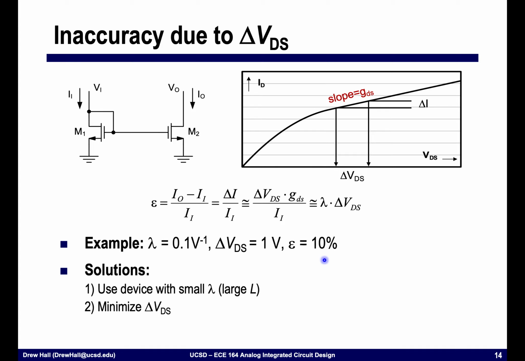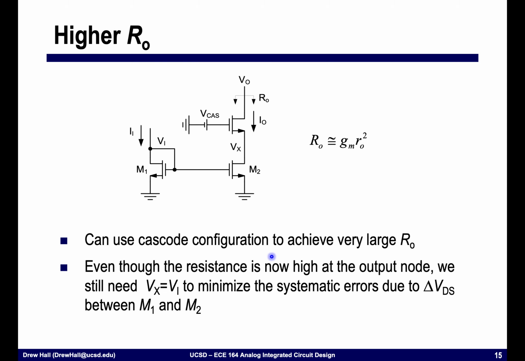The downside about doing this, of course, is that larger L means that I also need a larger W, which is going to result in more parasitics. Or second, I could minimize this delta VDS. And so we're going to explore this technique right now. All right, so one way of minimizing the change in this voltage here is to add another transistor. Okay, and so this transistor we're going to add is called cascoding.